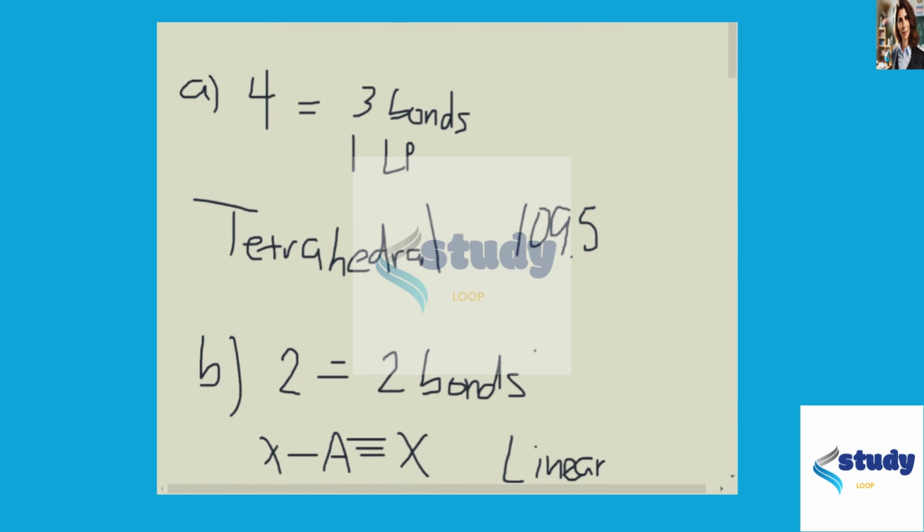So for A, you have four electron groups: three bonds, one lone pair. It wants to take on the tetrahedral shape because it's four groups, and they want to get as close to 109.5 degrees as they can.